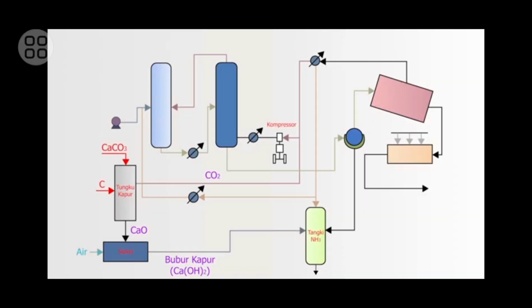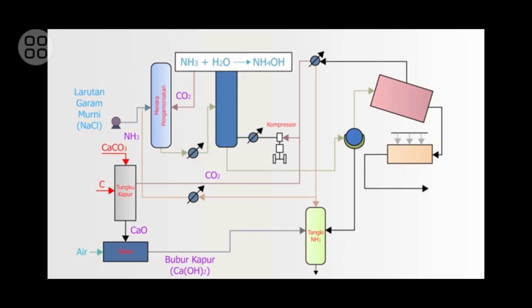Next, we will discuss the flow diagram at the top. The first process in the upper flow diagram begins by flowing a pure salt solution or NaCl into the ammonia tower with NH3 and CO2. The reaction that occurs in the ammonia tower is NH3 plus H2O to produce NH4OH. From the ammonia tower, NH4OH, CO2, and NaCl are obtained, which are then flowed to the carbonation tower.